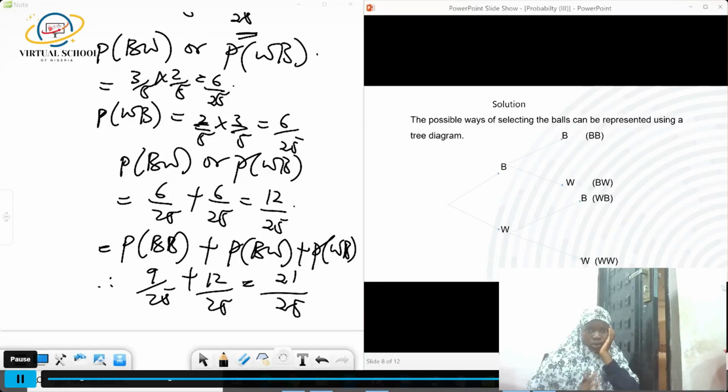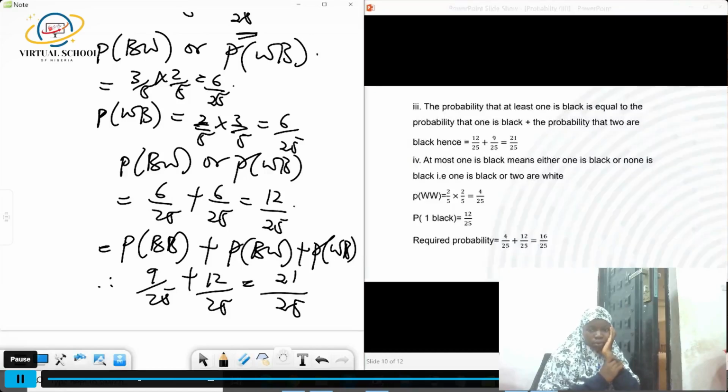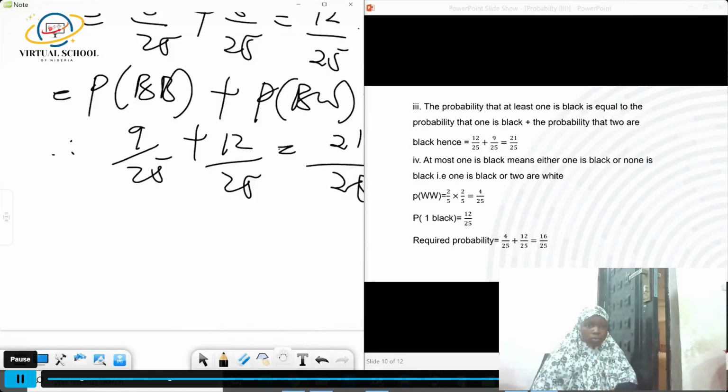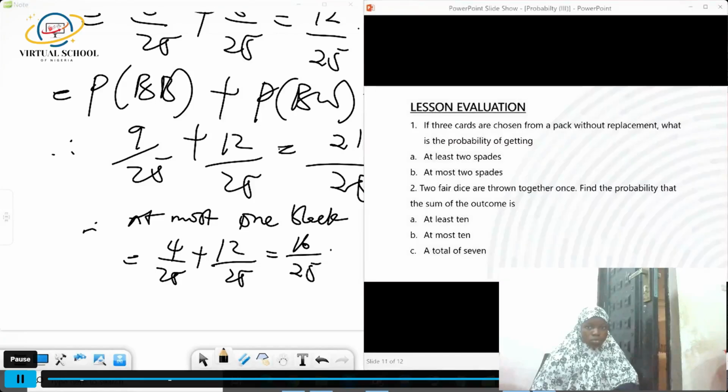Now, what is the probability of picking white-white? Already, here is 2 over 5, and here is 2 over 5. Now, the probability of picking white-white will give us 2 over 5 times 2 over 5, which is 4 over 25. Now, the probability of picking at most one black will be equal to 4 over 25 plus 12 over 25, which gives me 16 over 25.